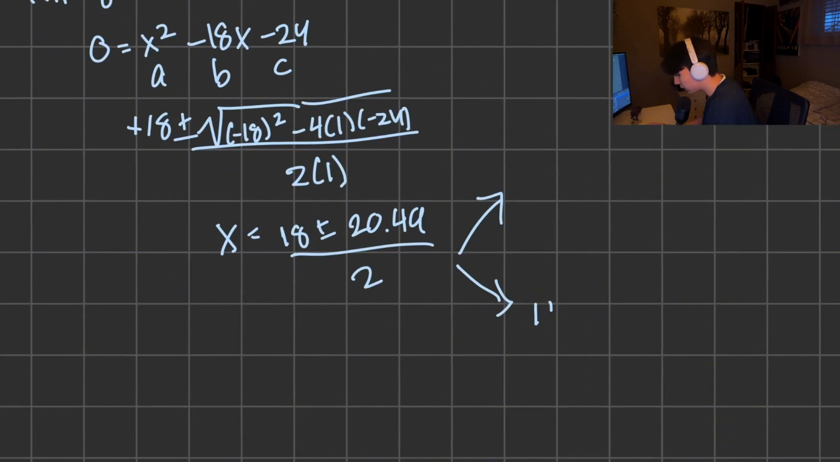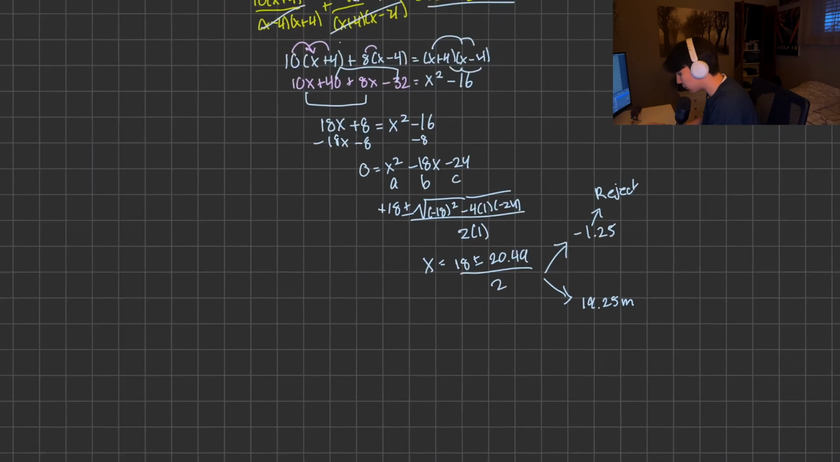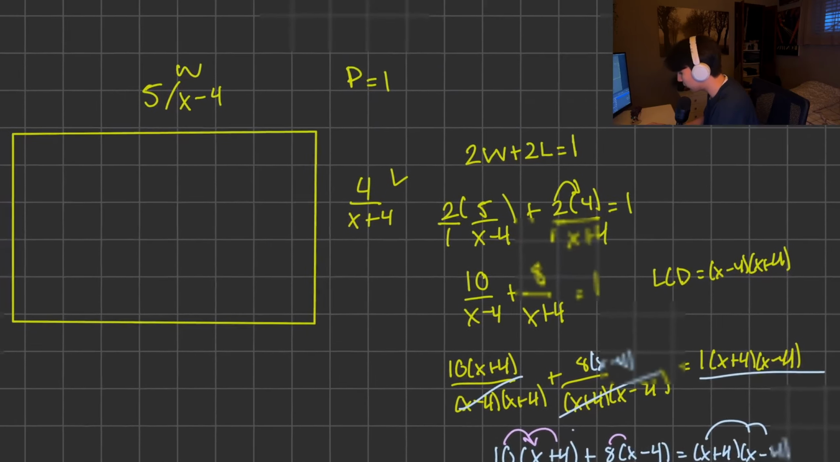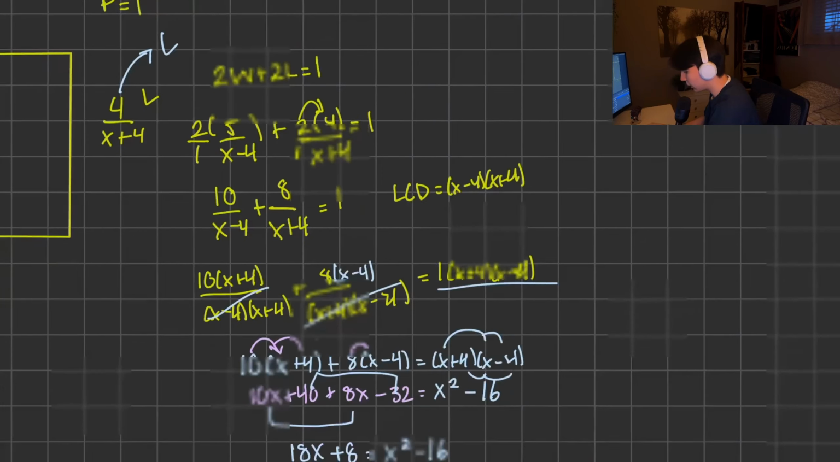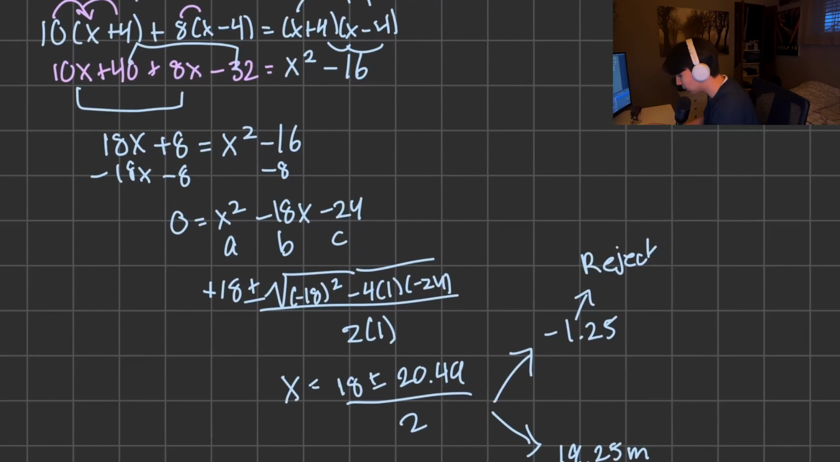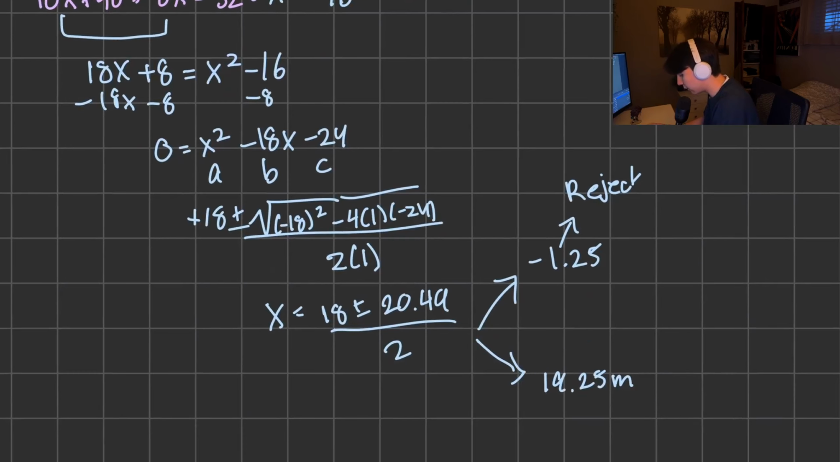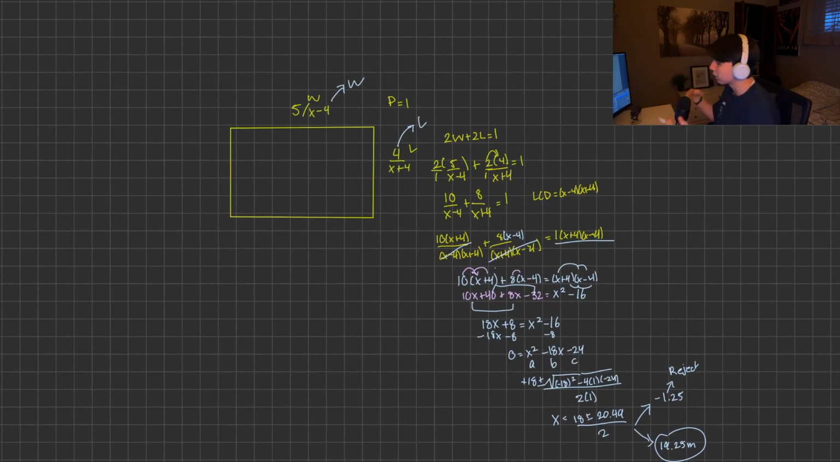which then gives us two answers here. We have 19.25 or negative 1.25. So this solution here is going to be a reject because we can't have any negative dimensions, remember that? And it's going to be 19.25 meters, which is equal to x. So if it's asking for our length and width here, we can plug in 19.25 to get our new length and our new width. But if it's just asking for what x is equal to, then we have this as our answer for that.